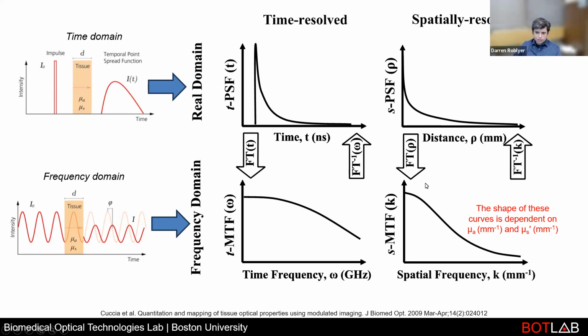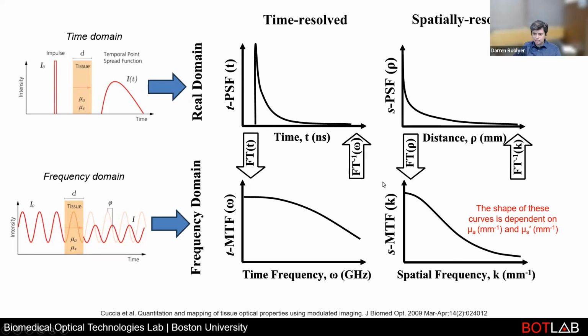So if one takes a Fourier transform of this spatial point spread function, we get into the spatial frequency domain. And here we're looking at the spatial modulation transfer function as a function of k, or spatial frequency. And in each case of these point spread function or modulation transfer functions, the shapes of these curves are dependent on the tissue absorption and scattering coefficients. And it's this modulation transfer function that forms the basis of spatial frequency domain imaging.